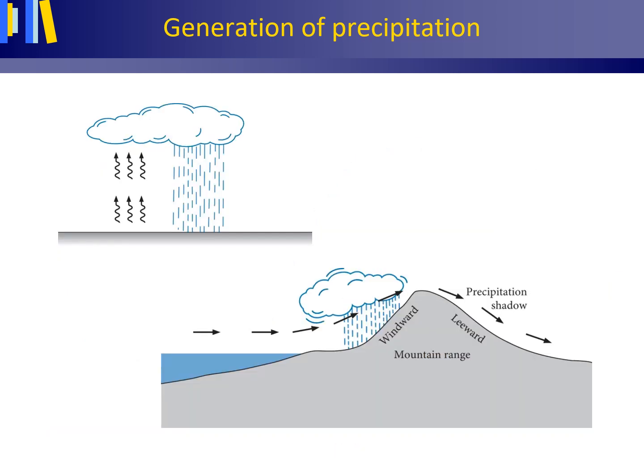Rising, expansion and cooling of air and the formation of clouds by condensation are preliminary steps for the generation of precipitation. The processes leading to the uplift of air and the scale at which these processes act may, however, differ. Following this, a number of different types of precipitation can be distinguished.